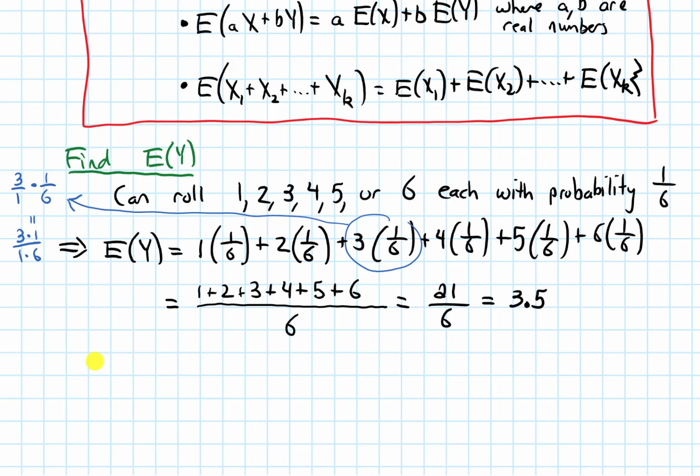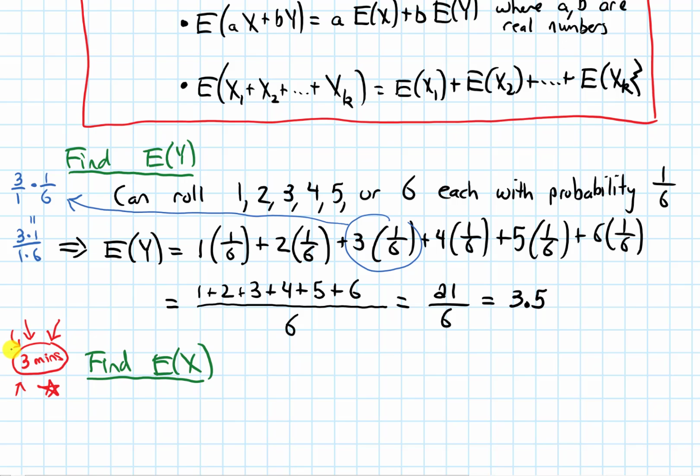Next, we can find the expected value of x. This is when I roll a 5-sided die. This one, I'm going to ask you to try. Pause the video for 3 minutes and work out the expected value of x, the 5-sided die. I'm actually not going to work this out in the video, so I'm going to trust that you're trying it. It's super similar to the expected value of y.